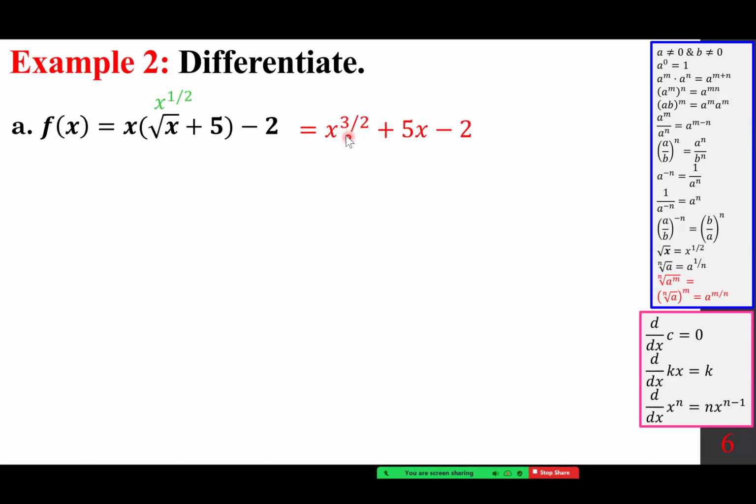So what happens with this one, I want to make sure that I show that and how it works. If you want to differentiate this, 3/2 becomes the coefficient. You drop 1 from the exponent, x to the power of 3/2 minus 1. So you get 3/2 x to the power of 1/2. This gives you 5, a constant, 0, and you're done.